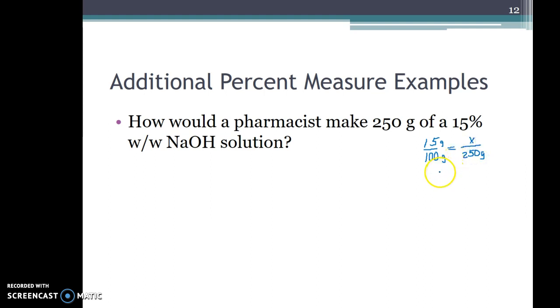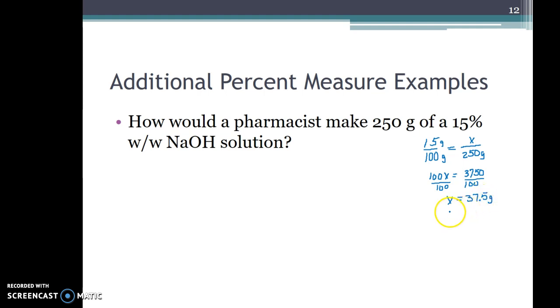I can use the cross product to solve at this point, so I take 100x is equal to 3750. Divide on both sides by 100, and that gives me x is equal to 37.5, and that would be grams.